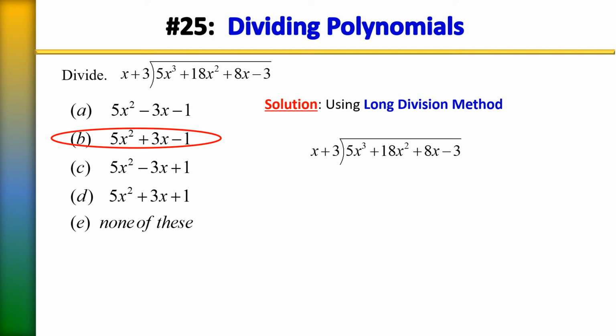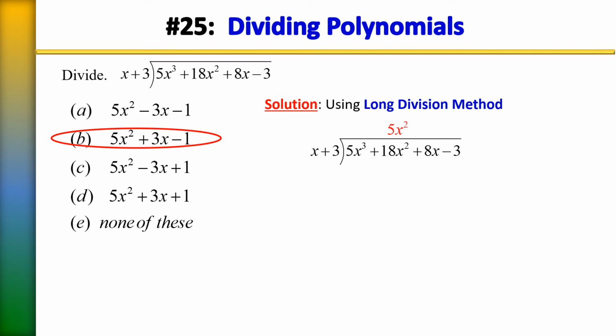So the next thing you want to do is look at this outer term here, which is an x, in the divisor. And then you're going to look at the first term underneath the symbol. So this is 5x cubed. You're going to ask yourself, what do I need to multiply this with to get 5x cubed? Well, I would need to multiply this with 5x squared, because 5x squared times x would give me 5x cubed. So I'm going to go ahead and write that here above the x squared terms.